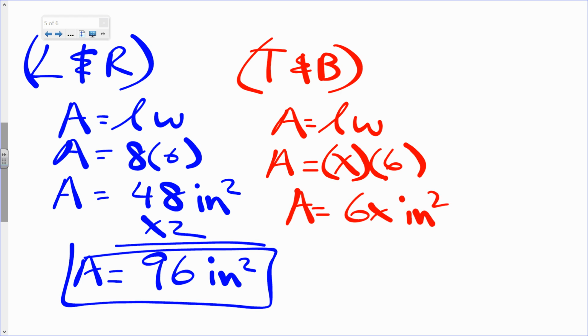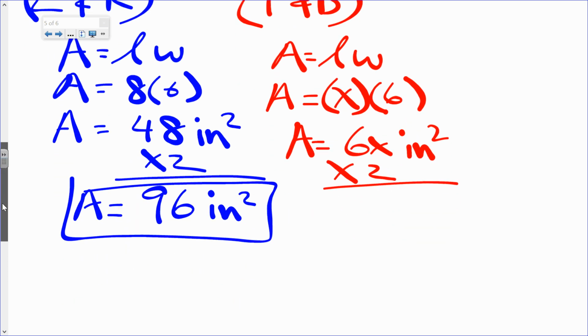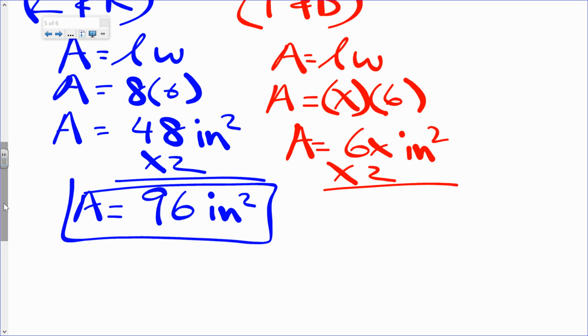Don't be afraid of X. It's okay. How many are there, though, that are 6X square inches? There's 2 of those. I'm going to multiply by 2 because it's the top and bottom. The top and bottom are both 6X square inches. 6X times 2 is 12X square inches. There's your area of the top and bottom.